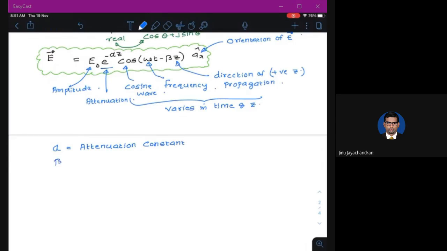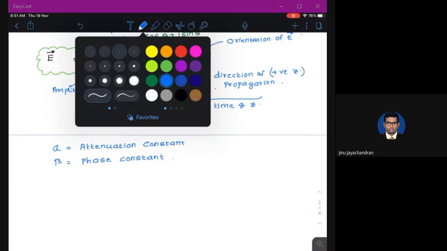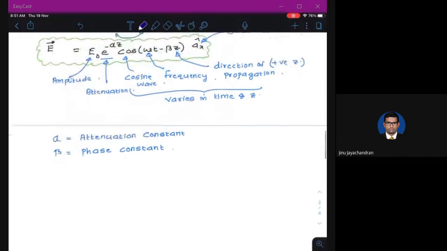And beta is in the phase of the wave, which is omega t minus beta z, the phase of the cosine wave. This is called the phase constant. Now this we have derived for E. Similarly for H, we can write H0 e raised to minus alpha z cos of omega t minus beta z, but the direction is a_y cap.